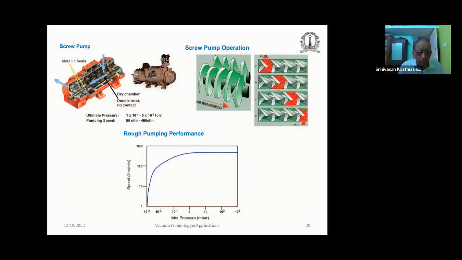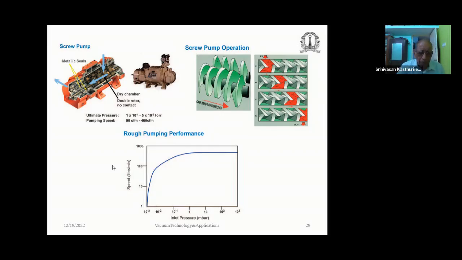Normally, the pressure of screw pumps is somewhere about 1 into 10 raised to minus 1 millibar to about 5 into 10 raised to minus 2 millibar. This is the sort of range in which it operates. And the pumping speeds are somewhere about 90 to 460 cubic feet per minute. That's for a screw pump.